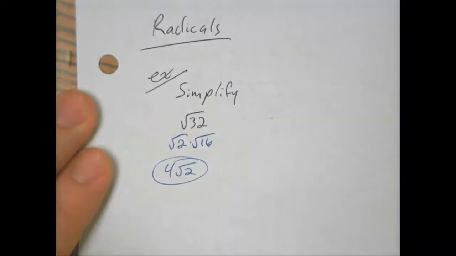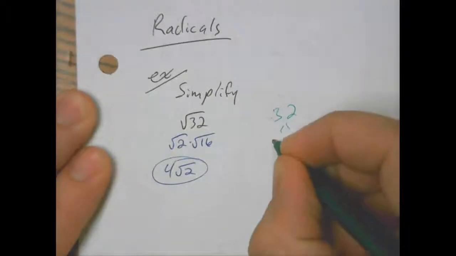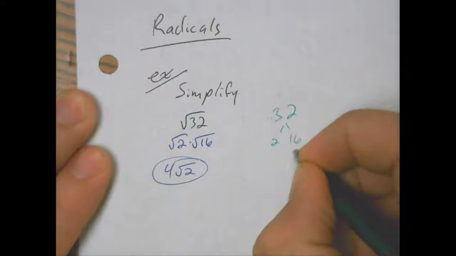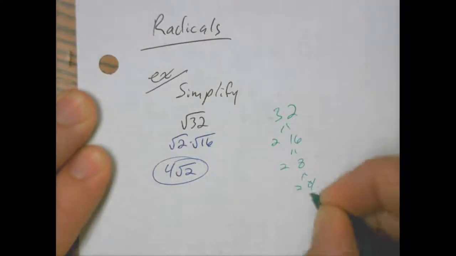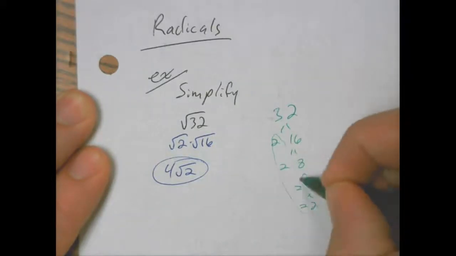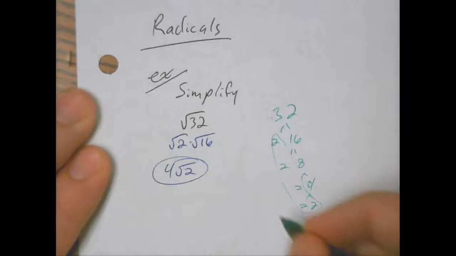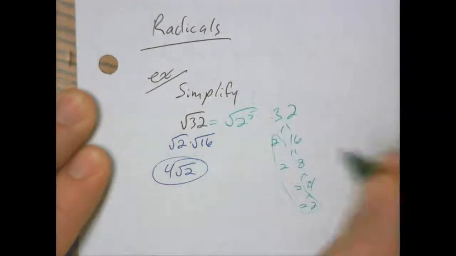Another way of doing this is if you take 32 and you break it down to the prime factorization. What that means is, I'm doing 32 is 2 times 16, which is 2 times 8, which is 2 times 4, which is 2 times 2. So I can see I have 1, 2, 3, 4, 5 2's. So this is the same thing as the square root of 2 to the 5th.